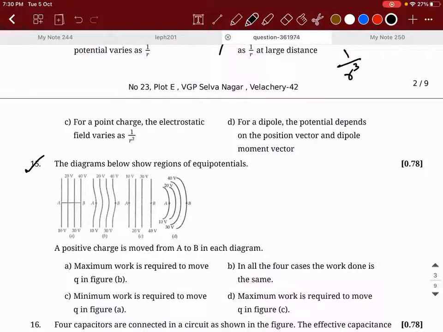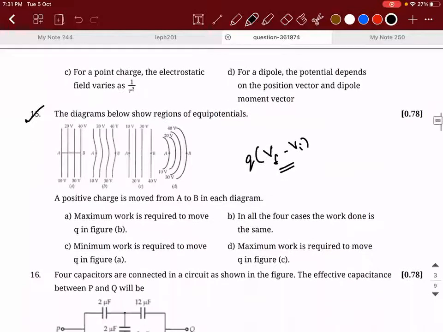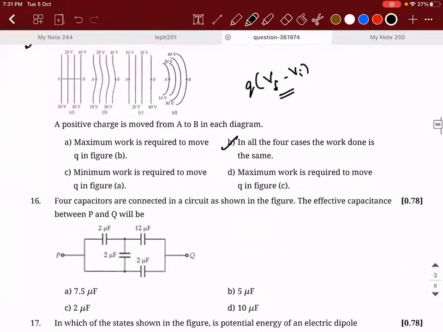15th one. The diagrams below show regions of equipotentials. A positive charge is moved from point A to B in each diagram. Maximum work is required to move Q in which figure? Sir, it will be equal in all because the potential final and initial are the same, no? That's right. So you're talking about work Q into V final minus V initial. If the potential difference is the same, then it is going to be the same in all the cases. So option B is the right one.